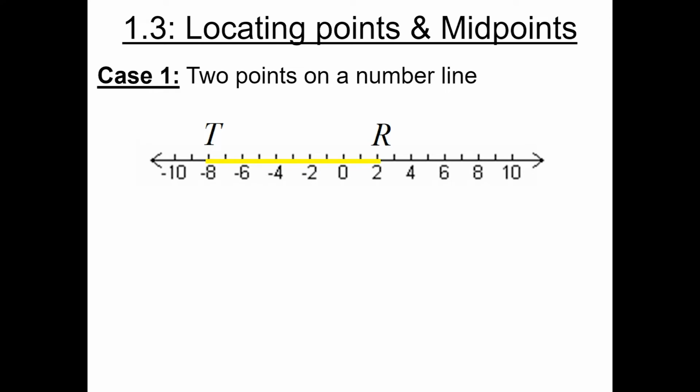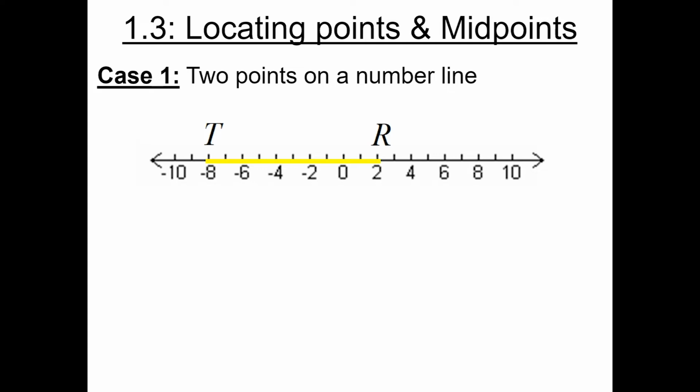Now you could think, well, let's find the distance. Bigger minus smaller, 2 minus -8. Okay, that's 10. Well, we know we need to go half the distance. That would be 5. Then we need to go from one point to the other. So we could either travel from -8, 5 towards R. That would land us at -3. Or we could start off at +2 and travel towards -8, 5 units. That would also land us at -3. Now that works. It can be a little time consuming though.